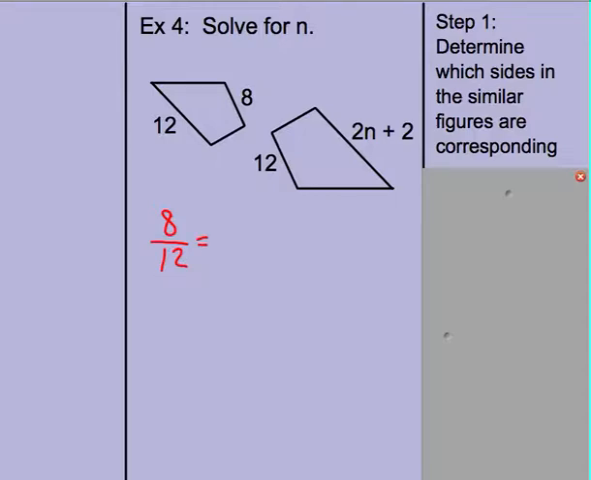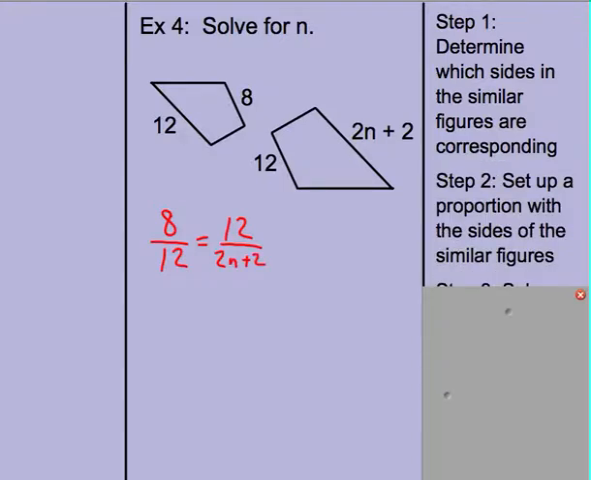Finishing my proportion, 12 is the longer side in my first figure, and 2n plus 2 is the longer side in my second figure, so that's my proportion. Once I have it, I go ahead and solve. There's several different ways to do this.